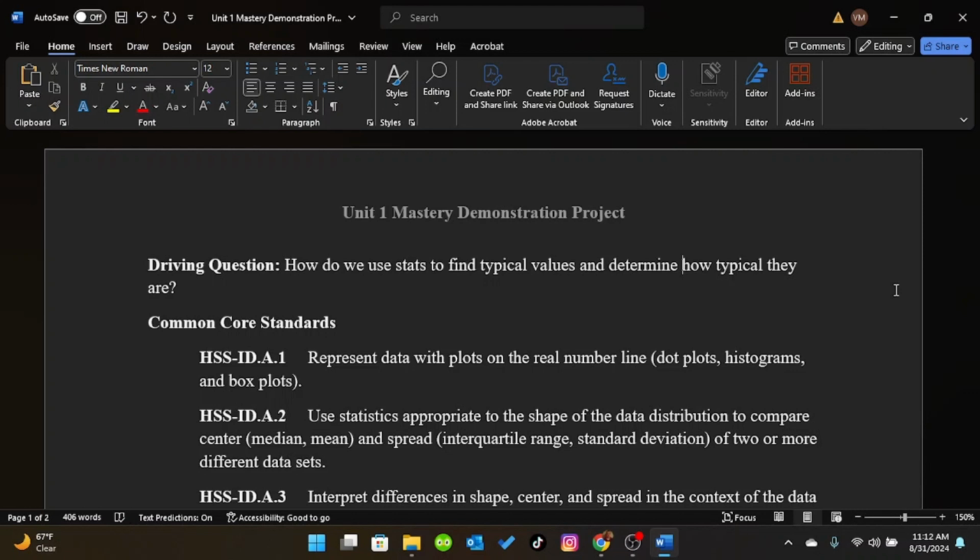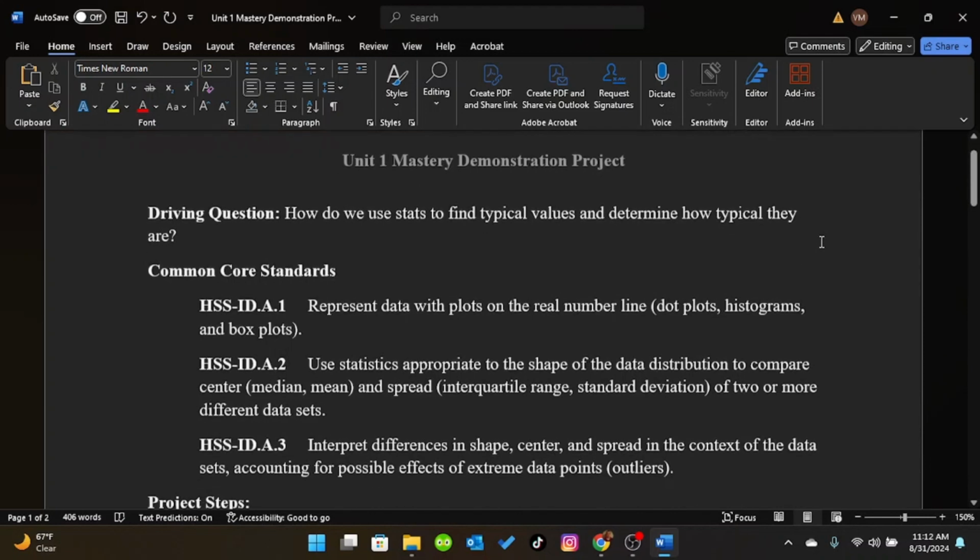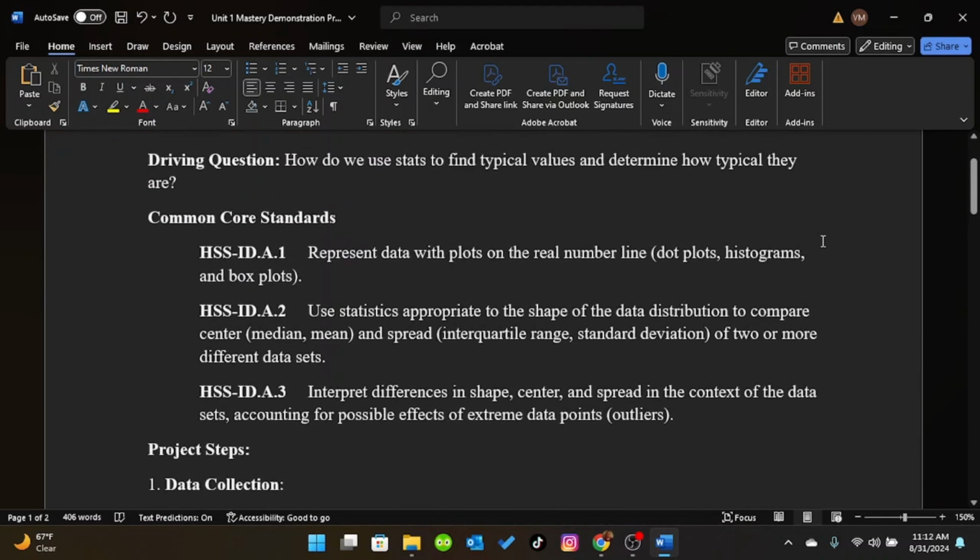So I want to go through what the Unit 1 project looks like. The driving question for this one is, how do we use stats to find typical values and determine how typical they are? What I'm talking about here is finding the appropriate measures of center, and using the measures of variability to analyze how consistent those values are.